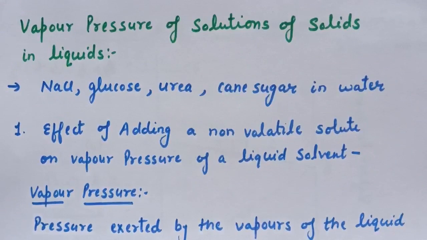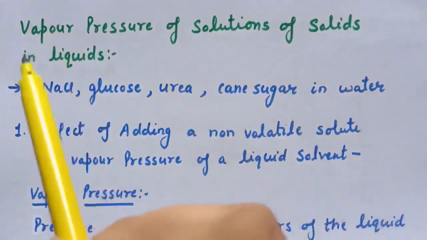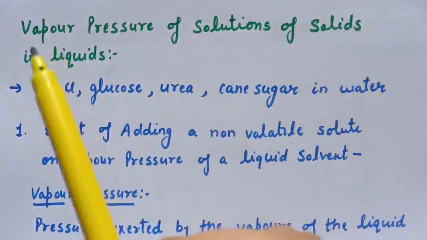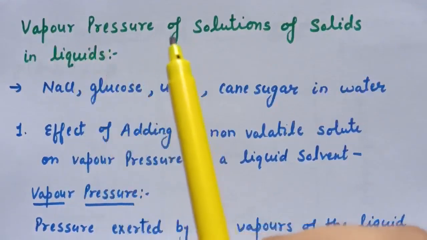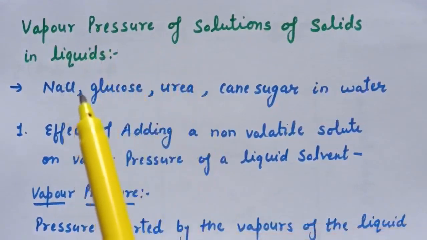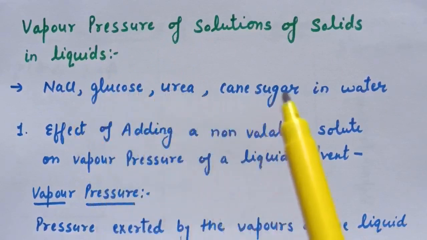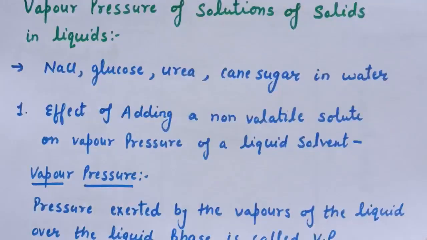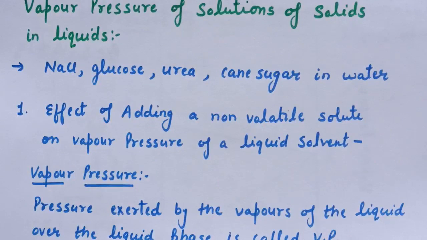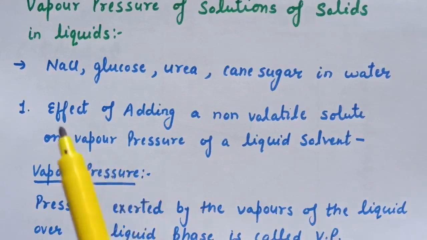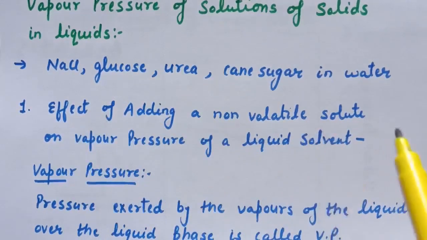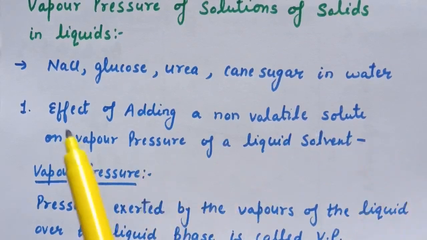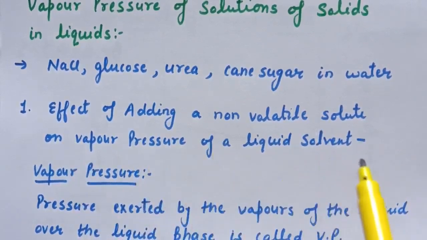Next is vapor pressure of solutions of solids in liquid. So here in this case the solute is solid and the solvent is liquid. The examples are sodium chloride, glucose, urea or cane sugar in water. These are the examples of solids in liquids. And some physical properties of these solutions are quite different from those of pure solvents, for example, vapor pressure. So now we will discuss the effect of adding a non-volatile solute on vapor pressure of a pure liquid solvent.